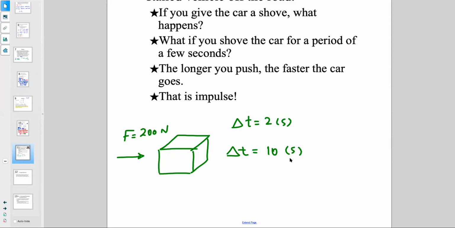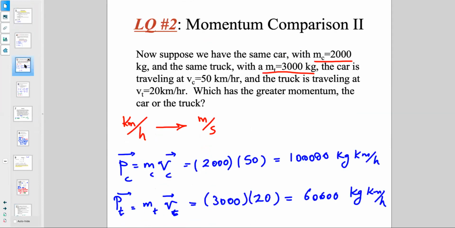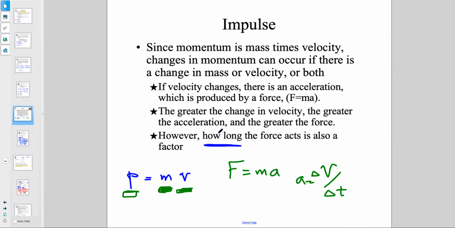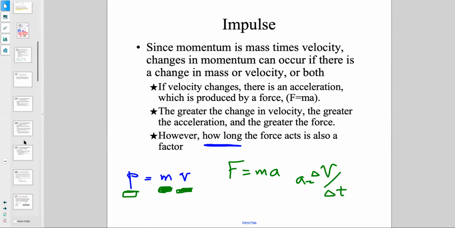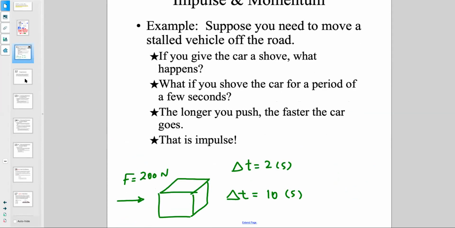That's why I told you at the beginning of this video that it is important to know the time, or how long the force acts on the object. How long the force acts is also a factor. If you're applying the same force for 2 seconds, it's different. If you're applying it for 10 seconds, it will be something else. The impulse would be different.